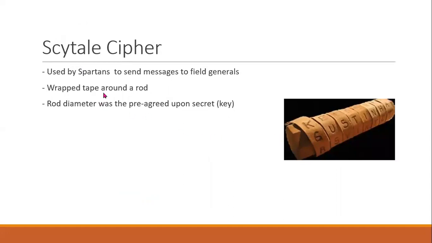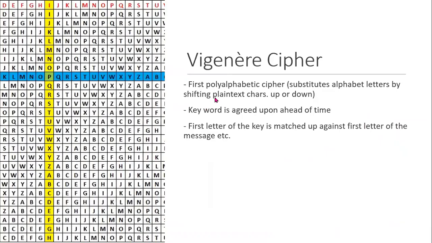Skytel cipher. This was used by the Spartans to send messages to field generals. But we can read up on this if we're interested at all. Here's another cipher, and that substitutes alphabet letters by shifting plain text characters up or down. A keyword is agreed upon ahead of time, and the first letter of the key is matched up against the first letter of the message. So this is another encryption tool.